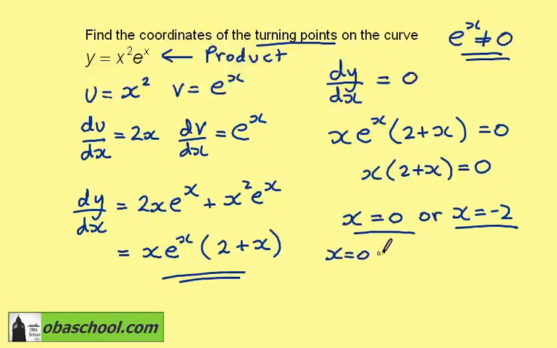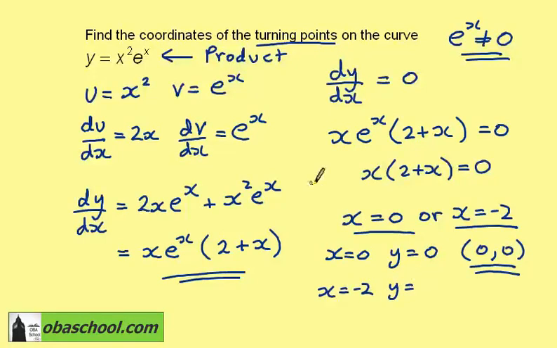If x is equal to 0, then y is 0. So we have 0, 0 as one of our turning points. If x is minus 2, then y is going to be minus 2 squared, which is 4, times e to the minus 2. So we have minus 2, 4e to the minus 2.